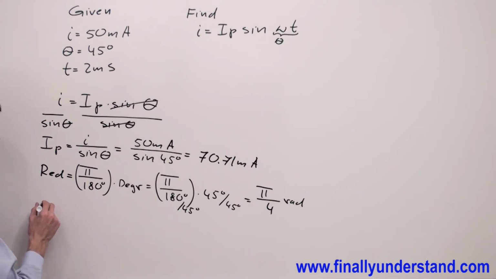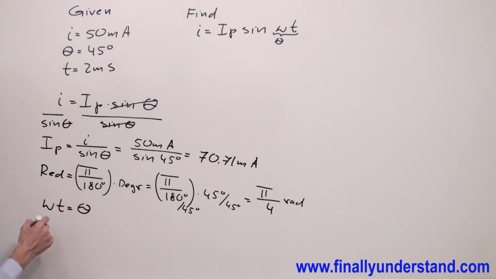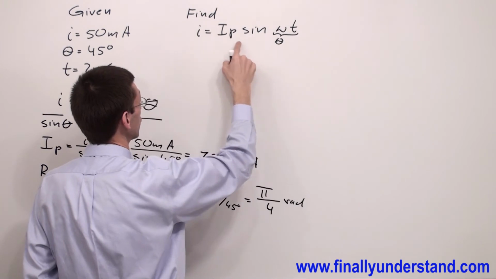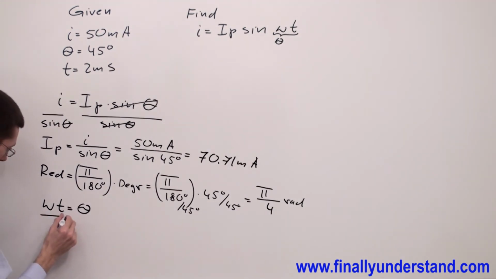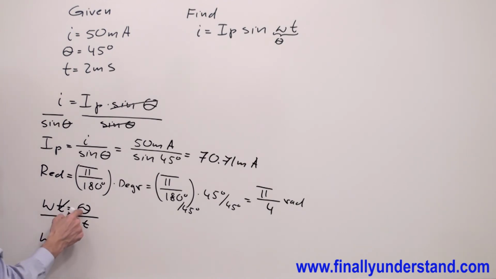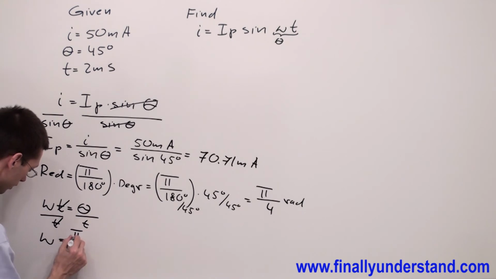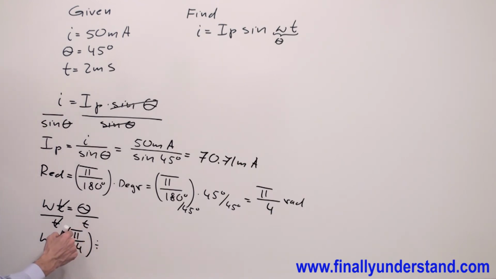Next, remember we said that omega t is equal to theta. We are looking for omega because the formula for the sine wave has omega. In order to find omega, I have to divide both sides of the equation by t. T and t will cancel out, and I have omega is equal to theta, pi over 4 radians, divided by t. And t is 2 milliseconds.